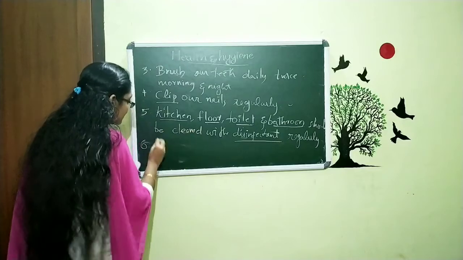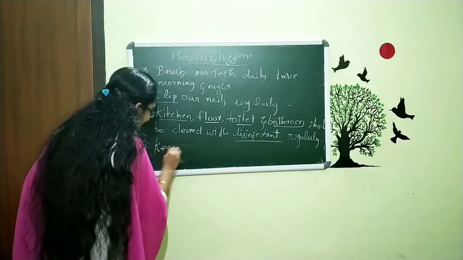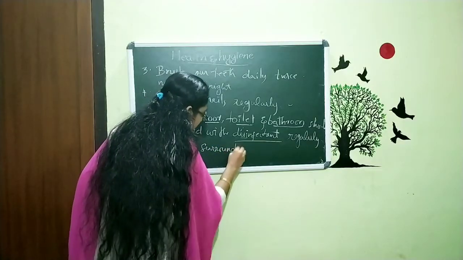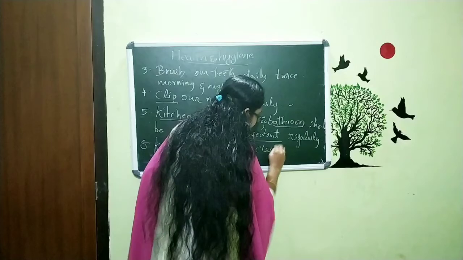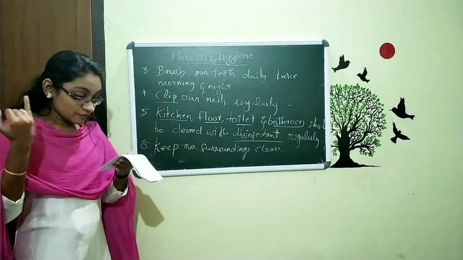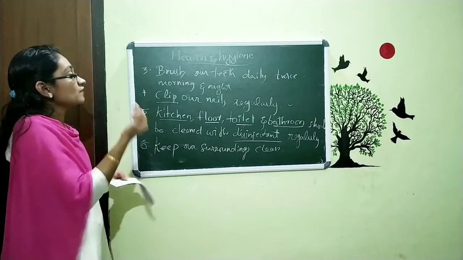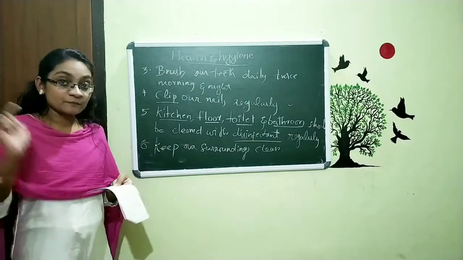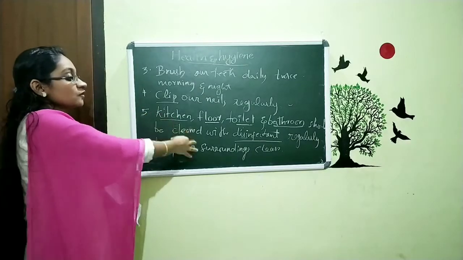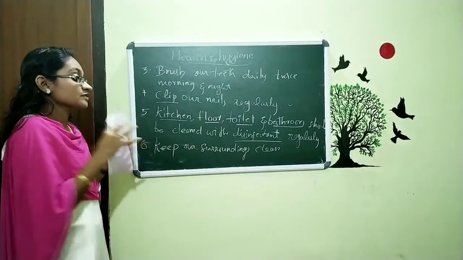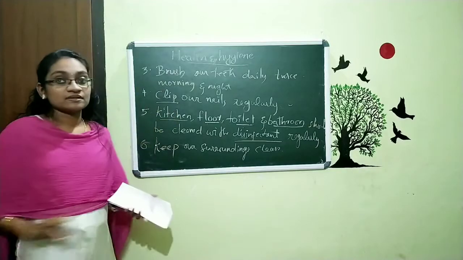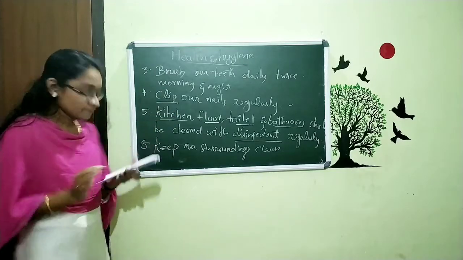We want to keep our surroundings clean. So, we discussed that we want to bath daily, clip our nails, brush twice a day, clean our kitchen, floor, toilet and all with disinfectant, and clean the surroundings. All these things we want to do to keep being hygienic. This is about hygiene.